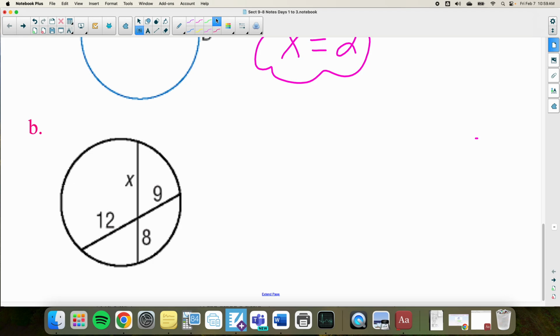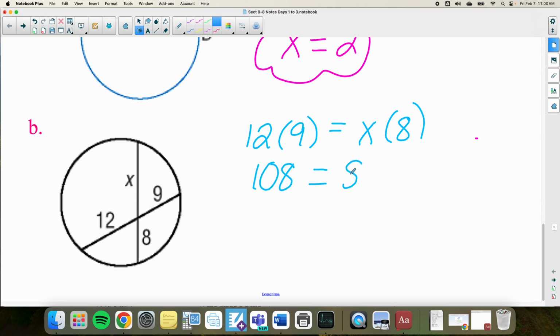So you're gonna take the 2 parts of the chord and multiply. So it'd be like 12 times 9 equals x times 8. I'll just write it out like that this time. Now, 12 times 9, is that 108, I believe, equals 8x. And then we're gonna divide by 8, and x would be 13.5 maybe? Did anyone punch that in?